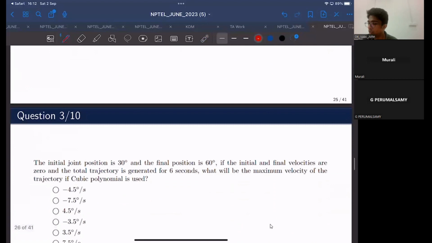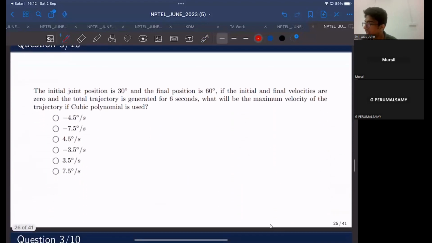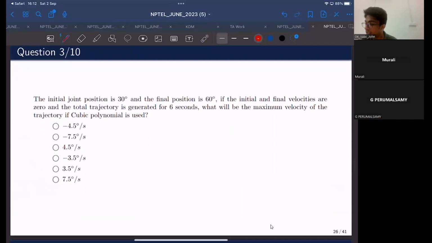Okay, so this is a numerical question. It says for an initial joint position of 30 degrees and the final position of 60 degrees, if the initial and final velocities are 0 and the total trajectory is generated for 6 seconds, what will be the maximum velocity of the trajectory if a cubic polynomial is used?